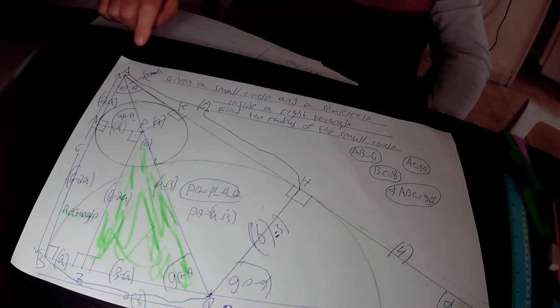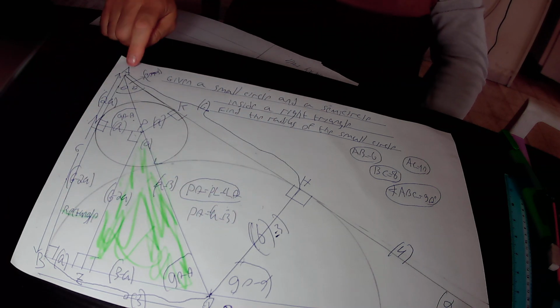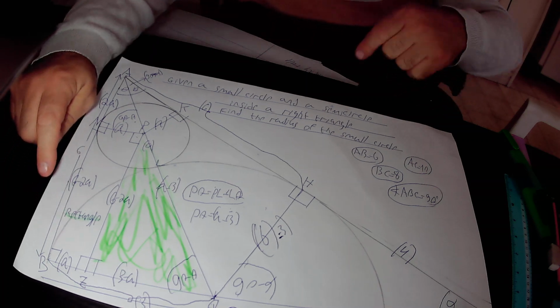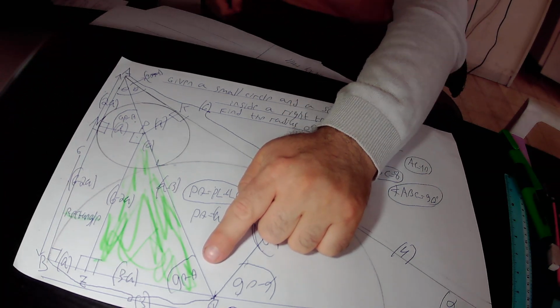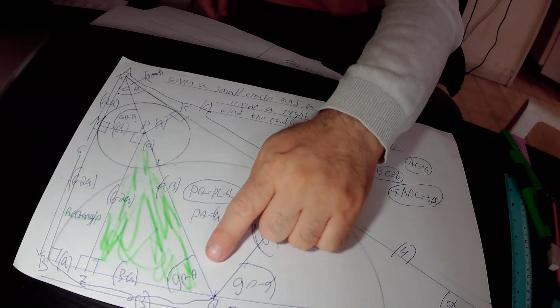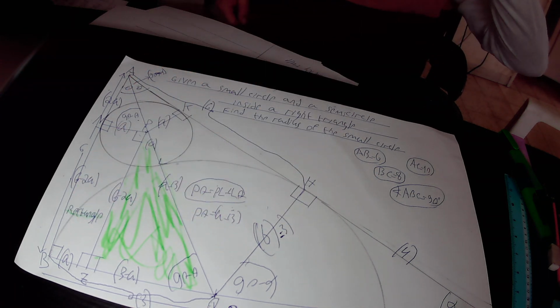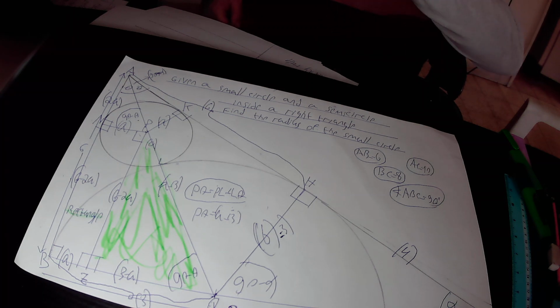We'll focus on the right triangle ABQ. In the right triangle ABQ, this angle equals theta, this angle equals 90 degrees. Therefore, this third missing angle must be equal to 90 degrees minus theta. Why? Because 90 degrees minus theta plus theta is 90 degrees, and 90 degrees plus 90 degrees equals 180 degrees. That is the sum of the angles in any triangle.